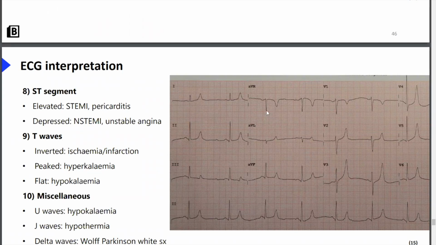You look at every lead. Okay, but you can see it's actually peaked in a lot of the leads. So it's peaked in 1, 2. You can say AVF looks a bit peaky as well. It's peaked in AVR, V1, V2, V3. It's pretty much peaked in every lead. So you can say that's definitely hyperkalemia.